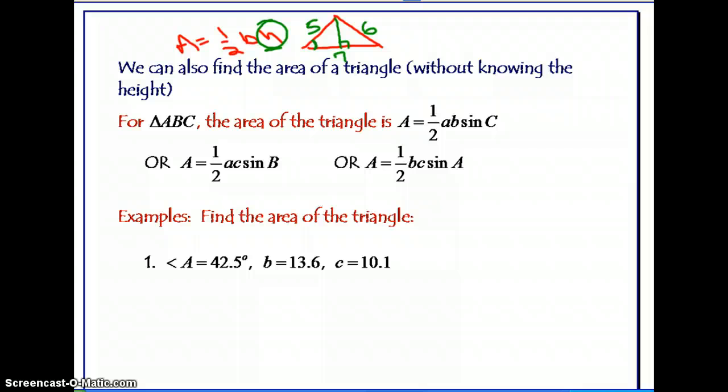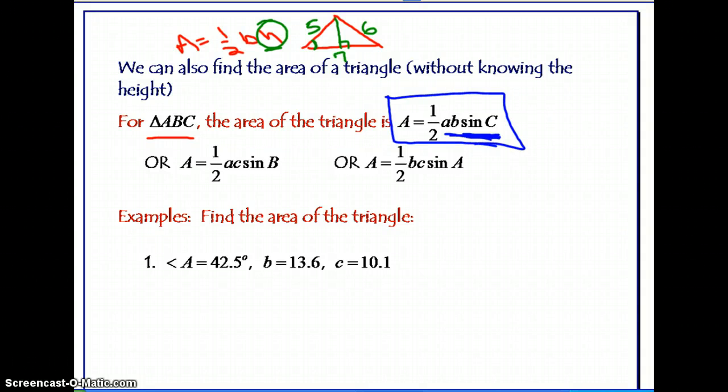And so here's the second formula for the area of a triangle. It comes from the law of sines, and it works like this. For triangle ABC, the area can be found by 1/2 AB, and then the sine of the included angle between side A and B, which is angle C. So 1/2 AB sine of C is the formula for the area of a triangle, and that will work.